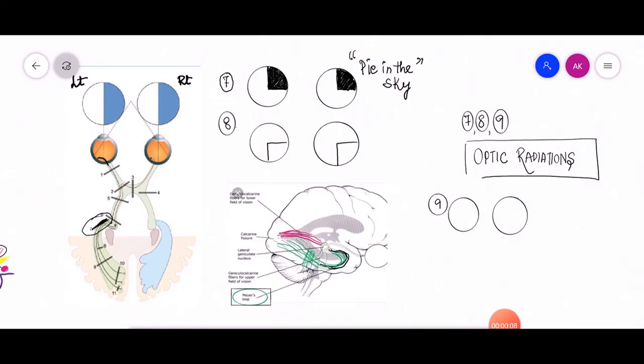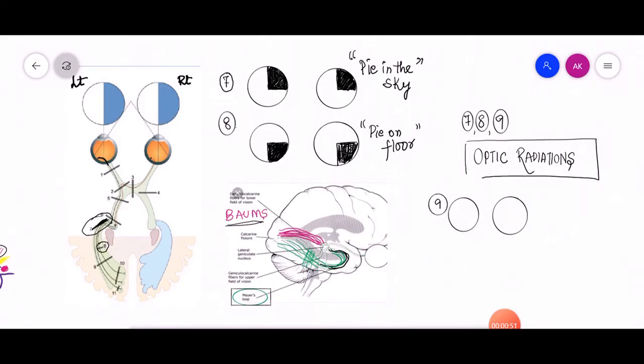So these superior fibers were carrying information from the lower part of the visual field, and they are called the Baum's loop. And affection of this Baum's loop will cause an inferior field defect, and because the left optic radiation is affected, the right visual field of the inferior part will be affected. Okay, and this defect is called the pie on the floor. So pie on the floor is seen whenever the Baum's loop is affected or the superior part of the optic radiation is affected, which is shown in this number 8.